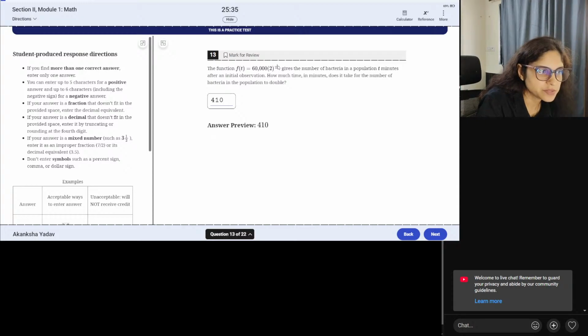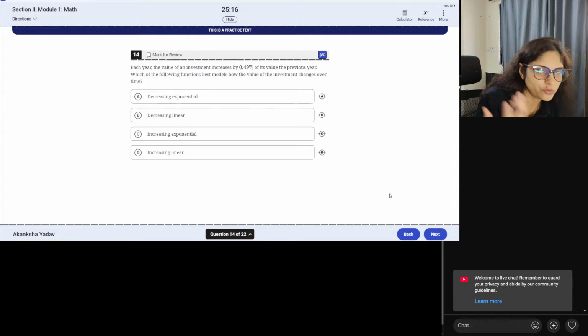The reason being is because when t becomes 410, then it becomes 60,000 times 2 to the power 1, and that is double of 60,000, that is double of initial value. So the power of 2 should be 1. That means t over 410 should be 1. That means t should be 410. So far we have not required to write anything. We have been just able to solve it using mental method, Desmos.